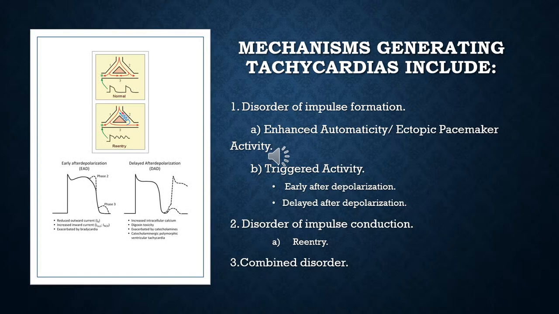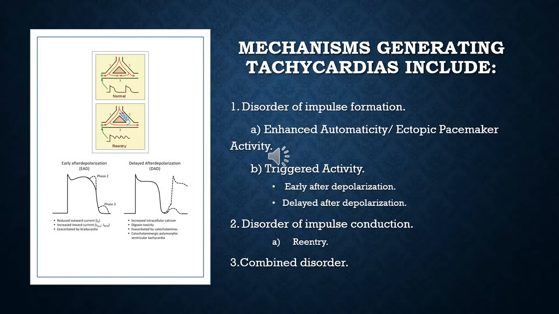When the impulses of electricity reach the circuit, the electricity will pass through the circuit many times, making this circuit maybe a micro circuit, small circuit, or macro circuit, big circuit. In both types, whatever micro or macro circuit, the electricity will pass through the circuit, and this circuit discharges impulses at a higher rate, more than 100 beats per minute, and this will precipitate tachyarrhythmia. Or we can have combined disorders in impulse formation and disorders in impulse conduction. This is the mechanism of arrhythmia in general.